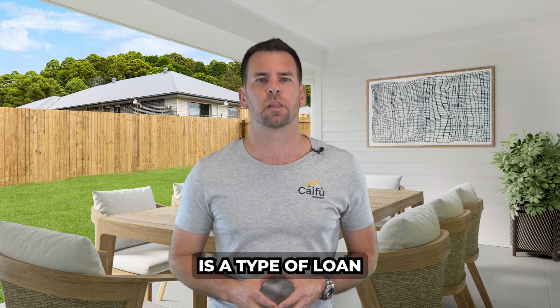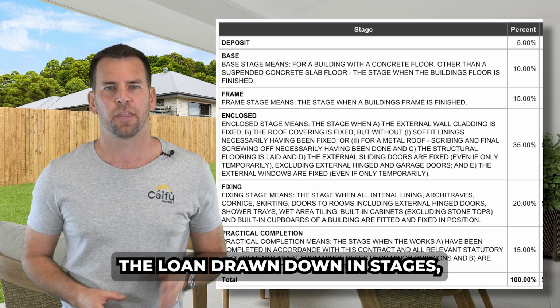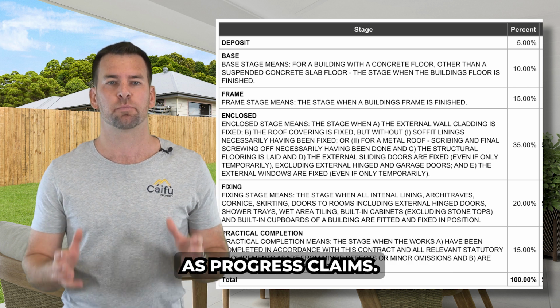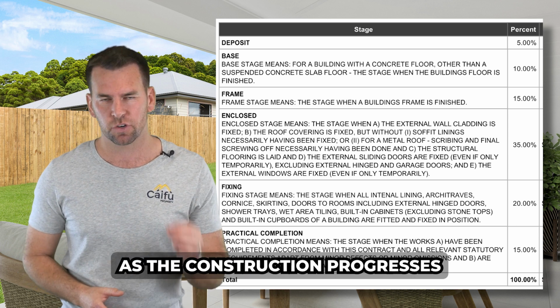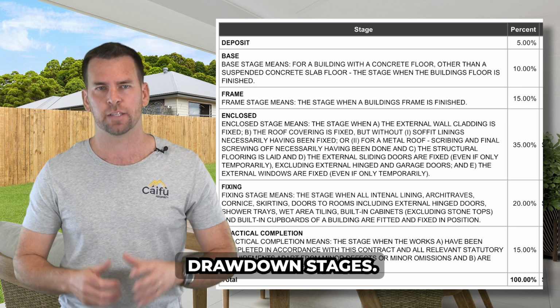A construction loan is a type of loan that is used to finance the construction of a new property or new acquisition. The loan is drawn down in stages, which are known as progress claims, as the construction progresses. And typically speaking, there's 6 different drawdown stages.